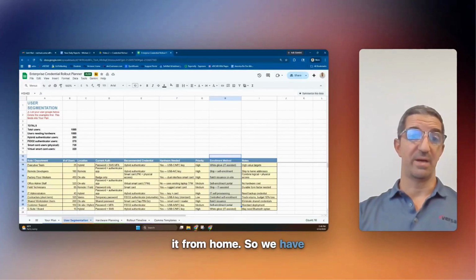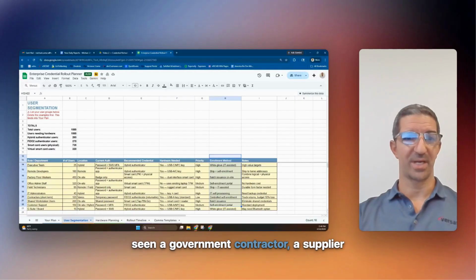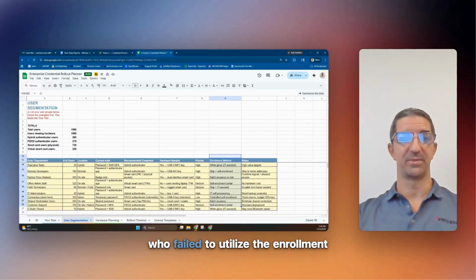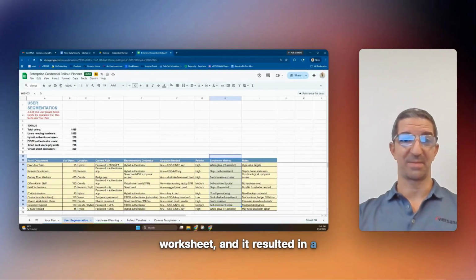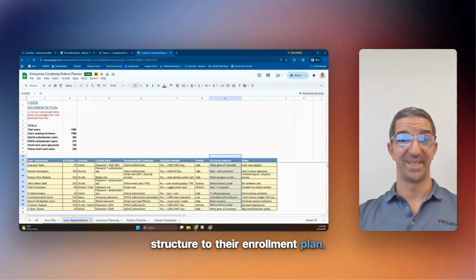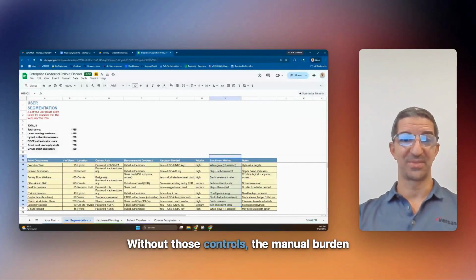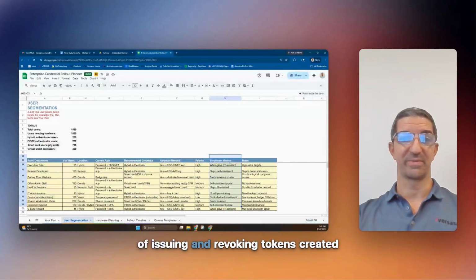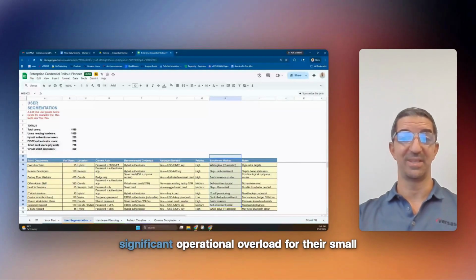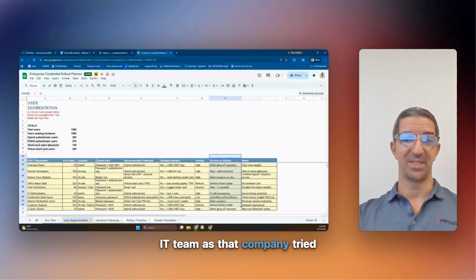So we have seen a government contractor, a supplier, who failed to utilize the enrollment worksheet, and it resulted in a poor segmentation and a lack of structure to their enrollment plan. Without those controls, the manual burden of issuing and revoking tokens created significant operational overload for their small IT team as that company tried to scale.